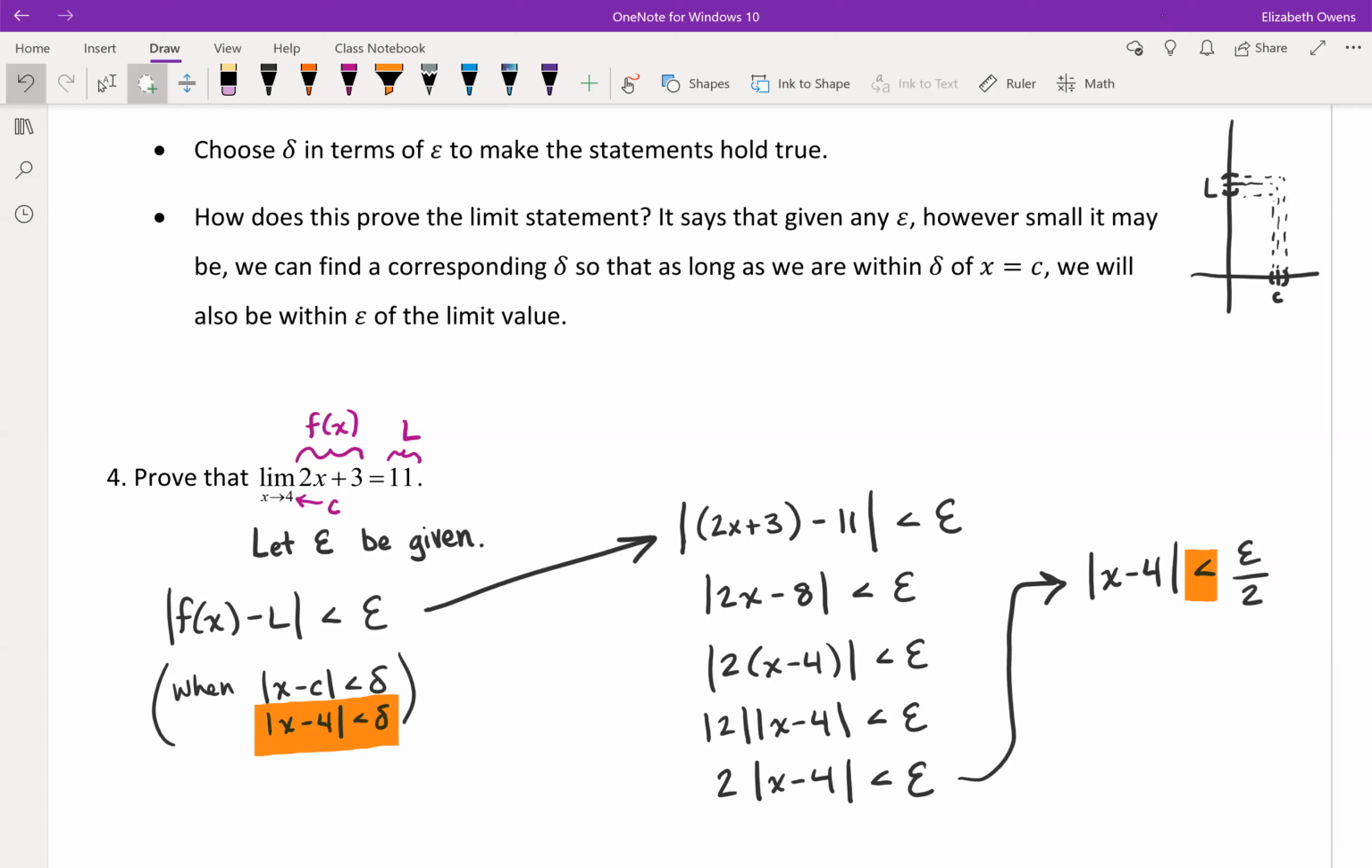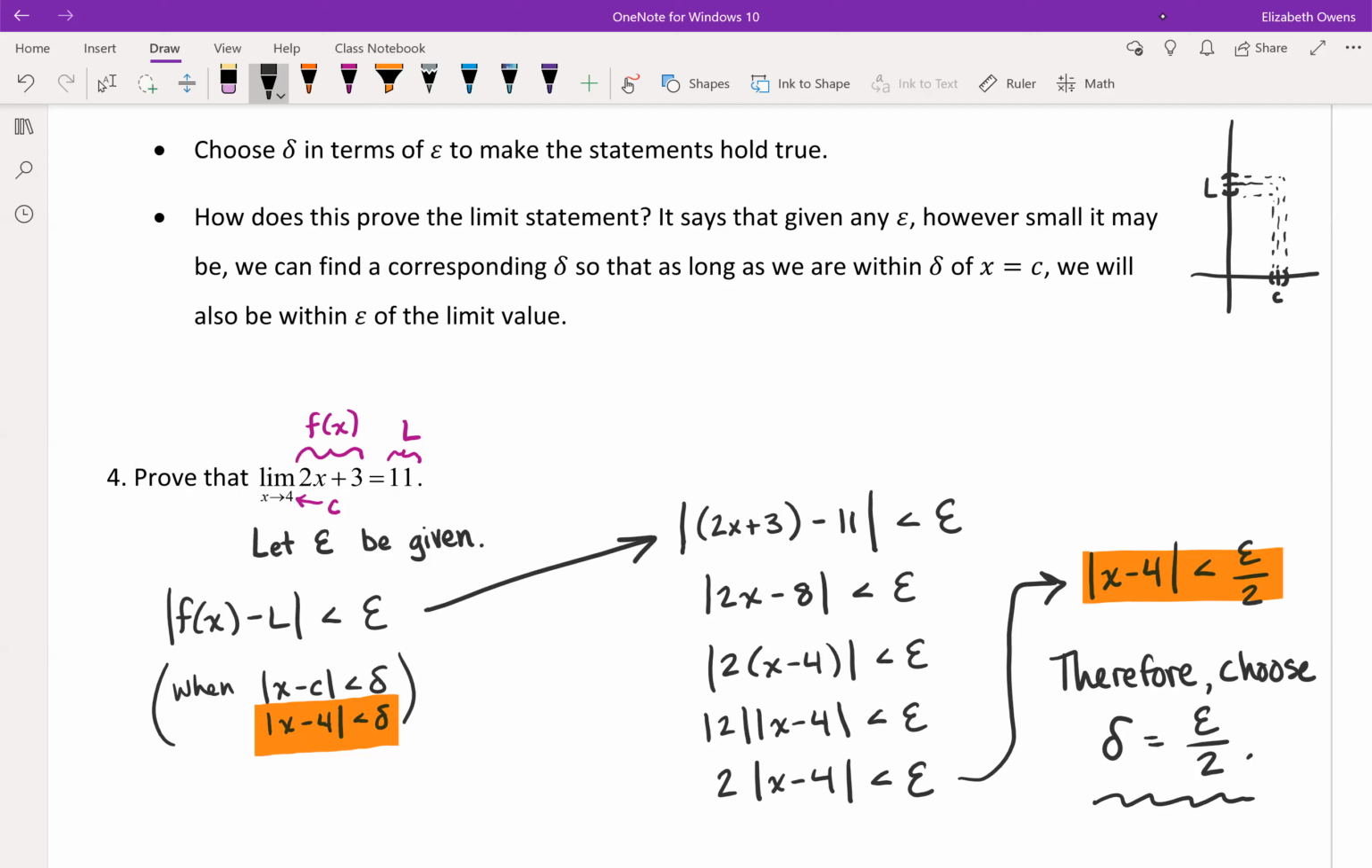Notice that it says we are going to be choosing delta in terms of epsilon. So epsilon is a part of our delta here. That is going to make our delta. We say, therefore, to finish this proof, we are going to choose to use the delta of epsilon over 2. And that will do it.